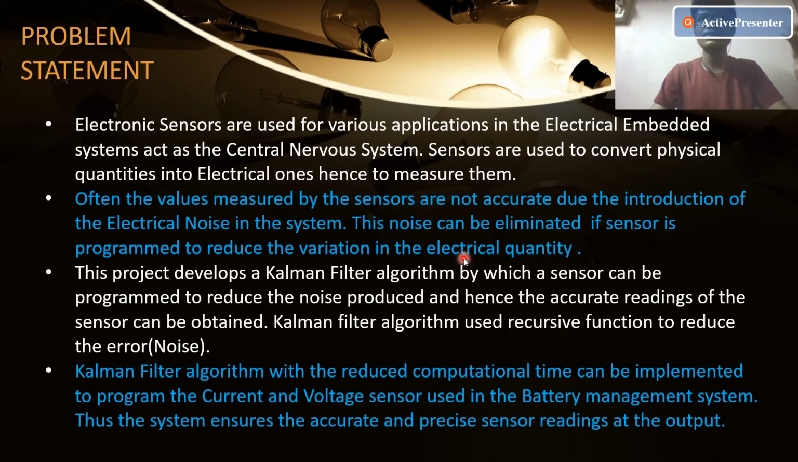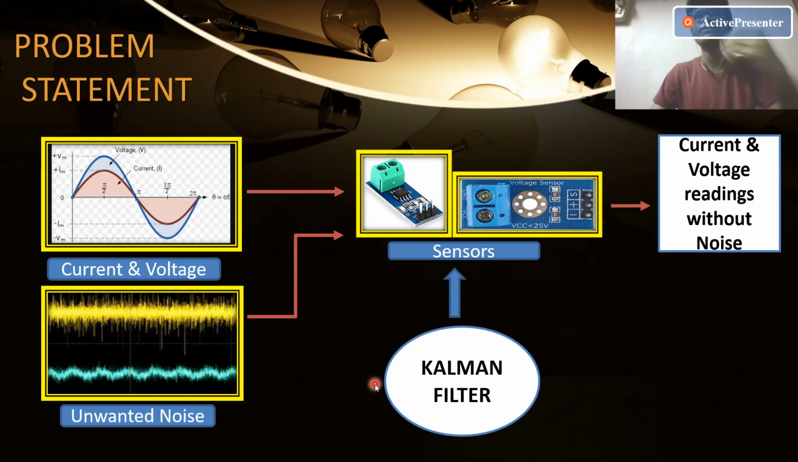These sensors are interfaced with the microprocessor, and if we write efficient code for calibrating these sensors, then we can eliminate the noise. That is the main problem statement of our project: we have to write the Kalman filter algorithm, which makes use of a recursive function. By making use of the recursive function, it eliminates the noise in a step-by-step iterative process. So this is the main aim. And in battery management systems, we have various sensors like the current sensor and voltage sensor. These sensors are used to measure the current flowing through the battery as well as the voltage present in the battery.